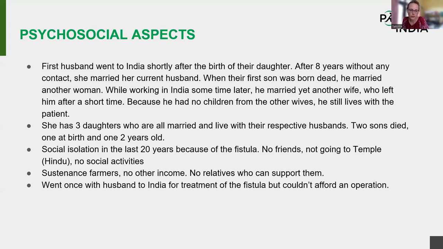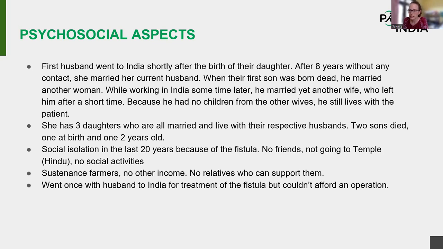So she has three daughters who are all married and live with their respective husbands. The two sons that she had died, one at birth and one at 2 years old. Then she was living in social isolation for the last 20 years because of her fistula and urine incontinence. So she doesn't really have friends. She is Hindu, but can't go to a temple or to any activities because she's considered unclean.